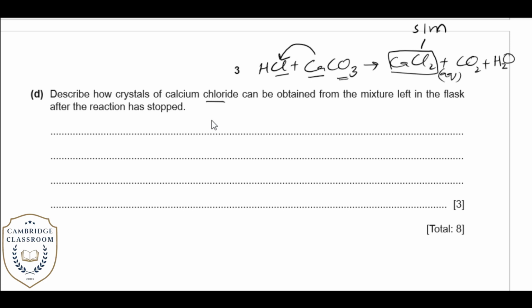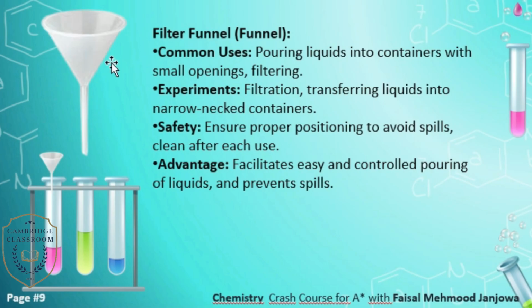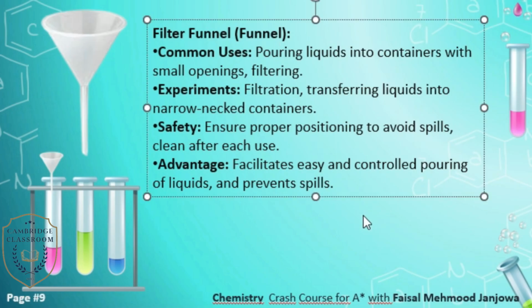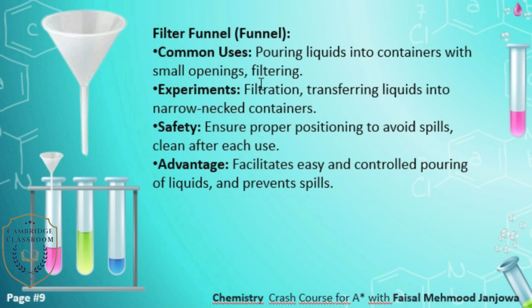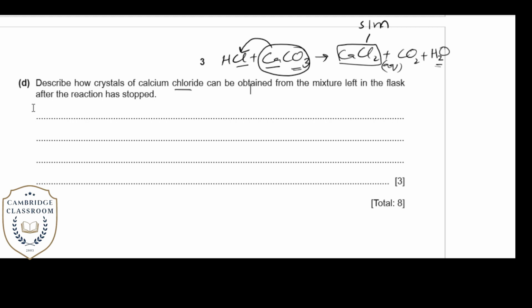So basically this is dissolved in water and we need to separate that. But before that, this calcium carbonate needs to be separated because it was in excess. To separate that, we need to filter it out first. We'll be using a filter funnel for this process. We would pour liquid into the container. Using this filter funnel, we can separate the unreacted calcium carbonate. So first thing is to filter the excess calcium carbonate.